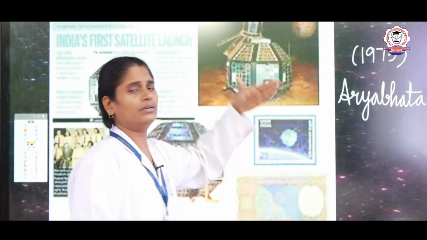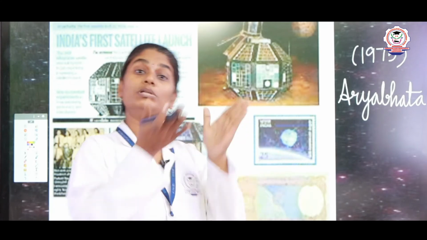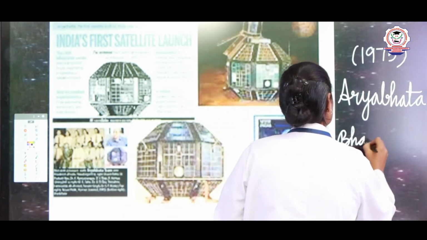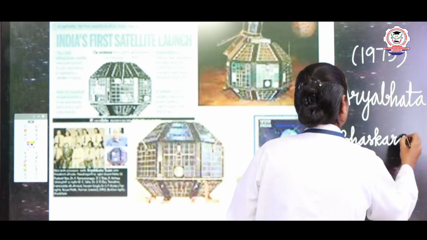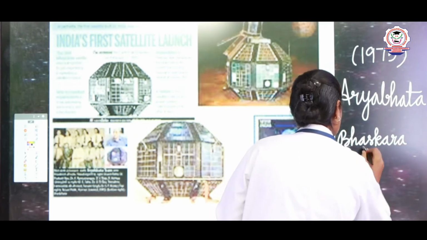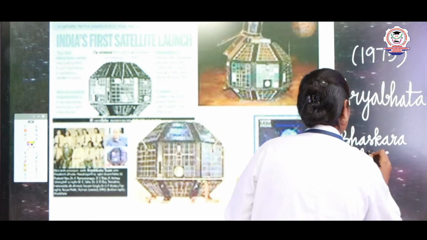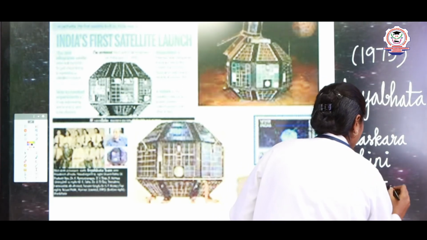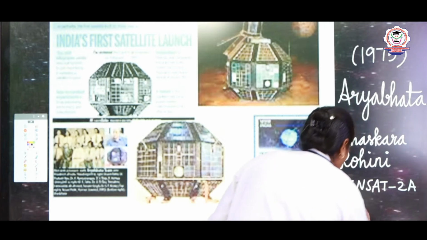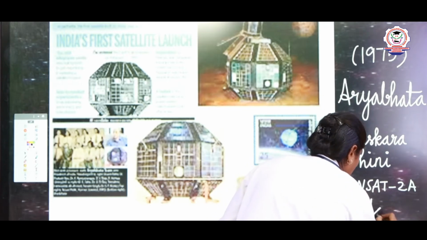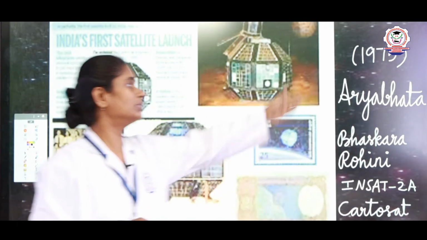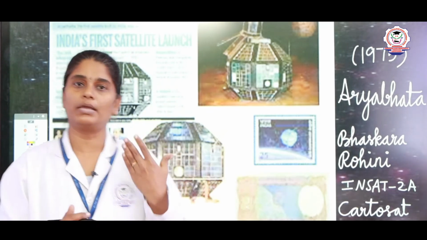After Aryabhatta, we have sent many more satellites till now. Aryabhatta was followed by many more satellites. For example, Bhaskara, Rohini, INSAT 2A, Cartosat, right? So these are all satellites that were launched by India.